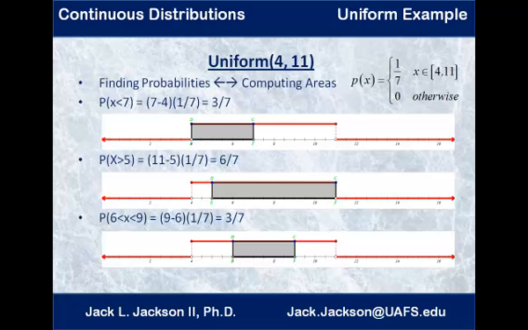If we want to go between 6 and 9, then that's 9 minus 6, a base of 3, and a height of 1/7, so that's a total of 3/7 for that area. So the areas here are the probabilities.